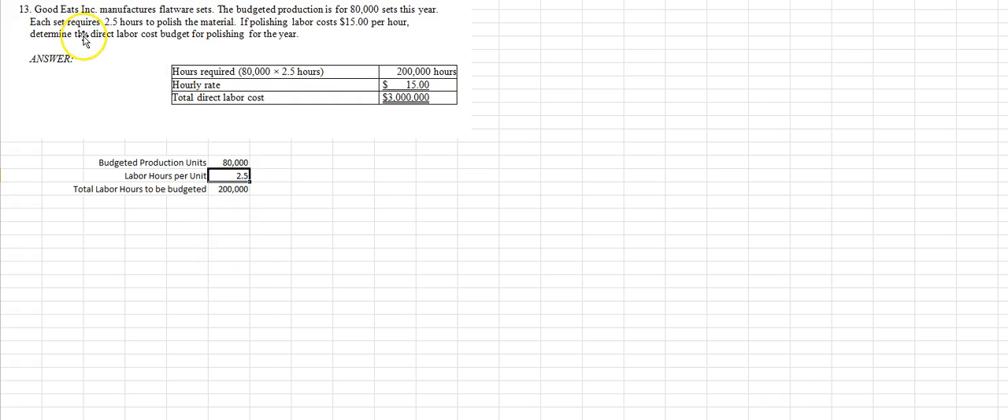The question is the labor cost. So how much do I pay per hour? $15, right? Labor cost per hour is $15.